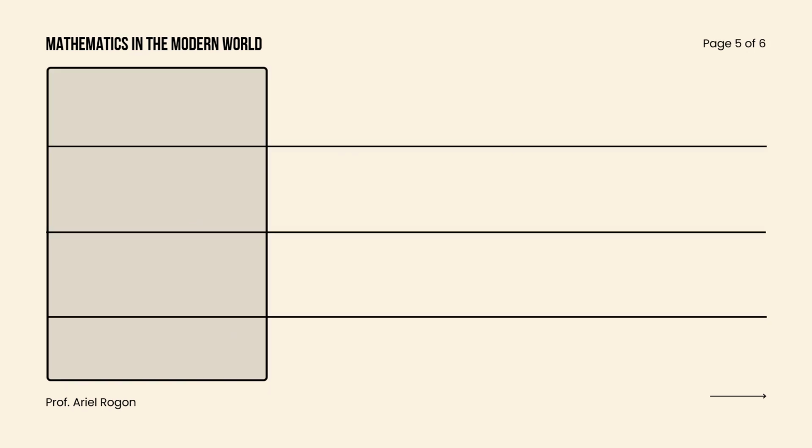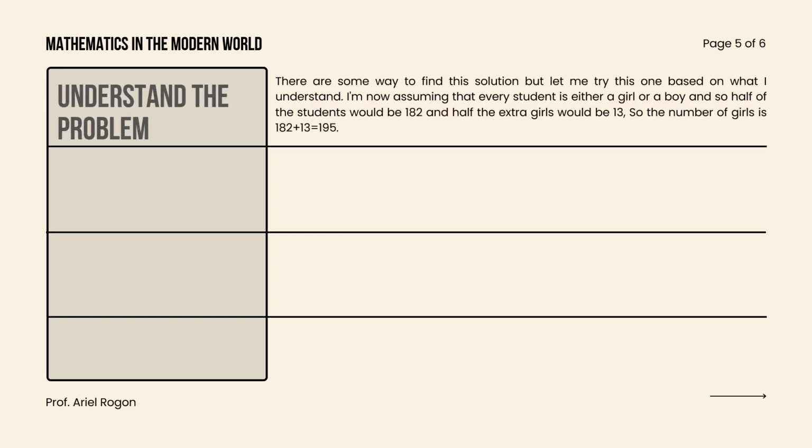So, to have a concise and complete, in-depth knowledge about the four-step problem-solving strategy, let's start with the first step: understand the problem. There are some ways to find the solution, but let me try this one based on what I understand. I'm assuming that every student is either a girl or a boy, so half of the students will be 182, and half the extra girls would be 13. So the number of girls is 182 plus 13, which is 195.